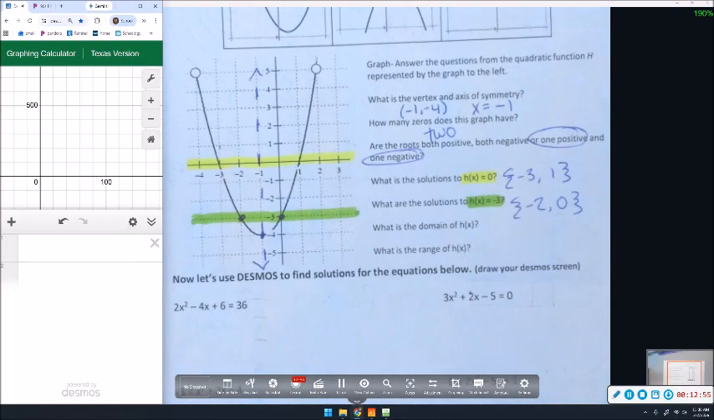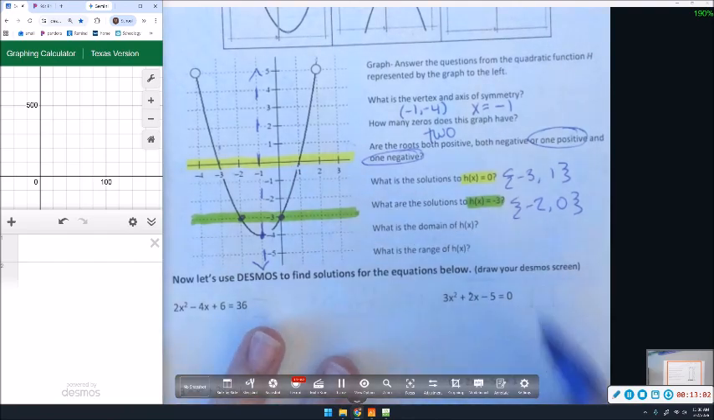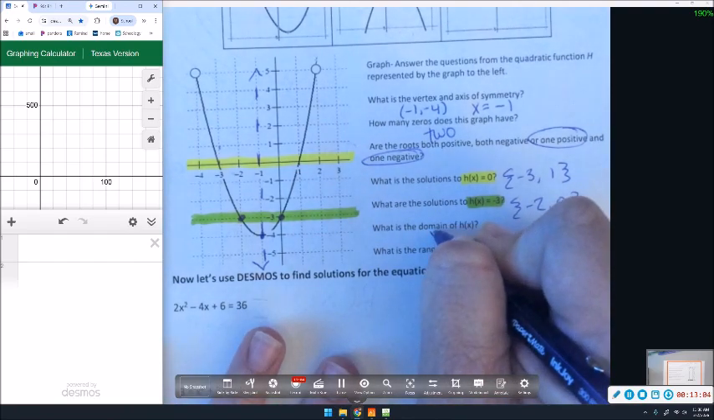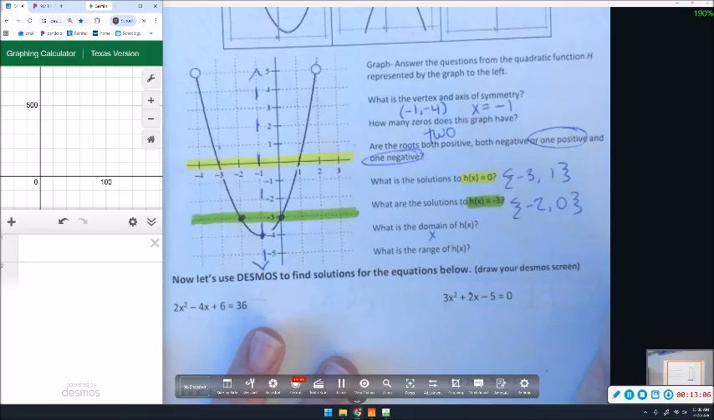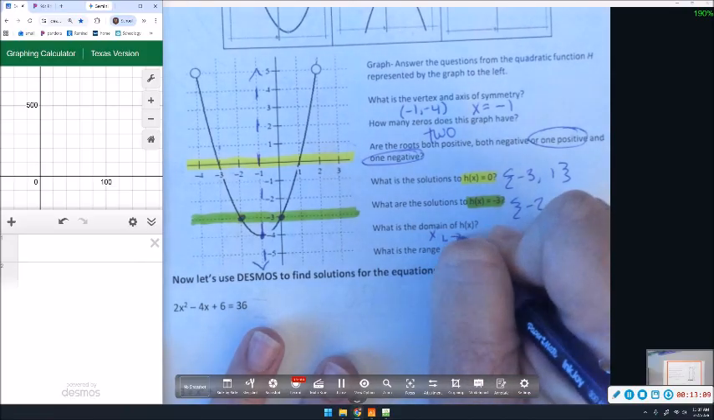Now, we haven't talked about domain and range in a long time. So this is kind of a conversation we haven't had in a while, and that's okay. Domain is x or y? X. Be careful. It's my side to side. So we're going to go left to right.